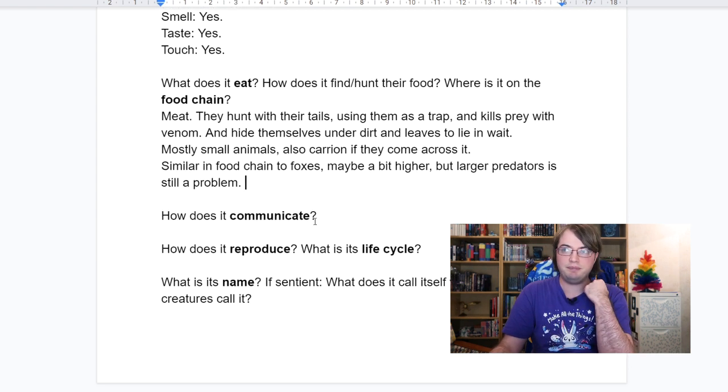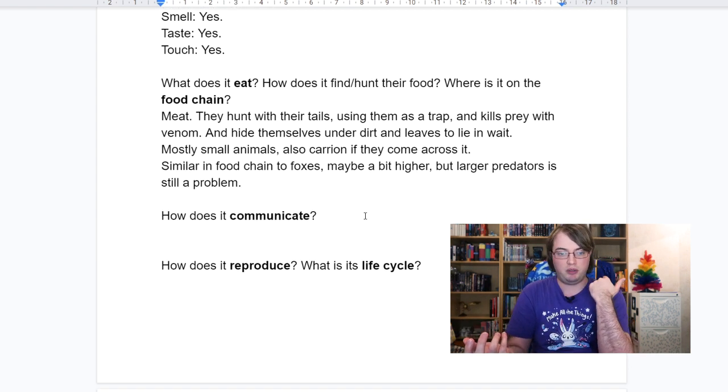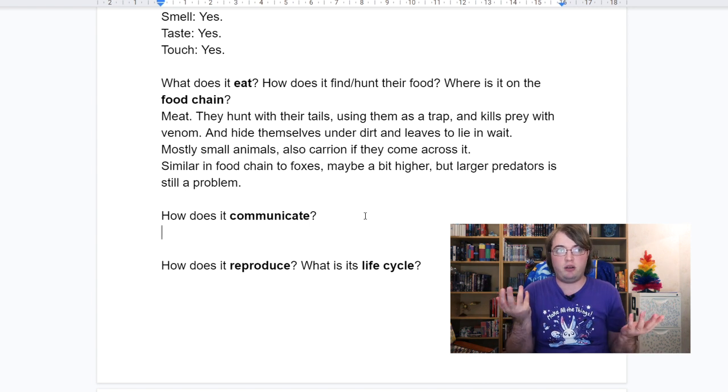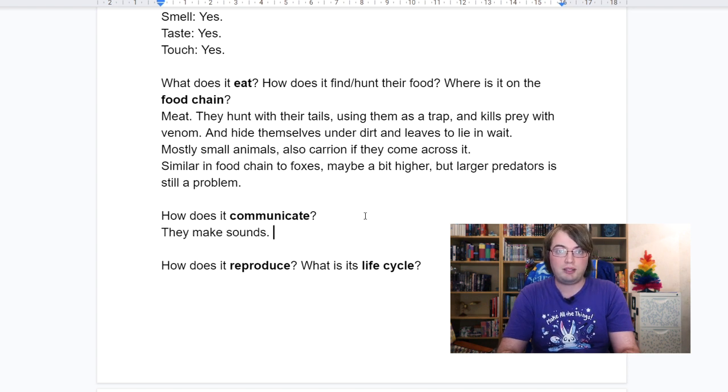That's how we're going to do that. How do they communicate? Probably with some sort of sound. I mean, obviously they don't have a language. This is not a sentient creature, but they make sounds. Probably something cute, because I like cute.